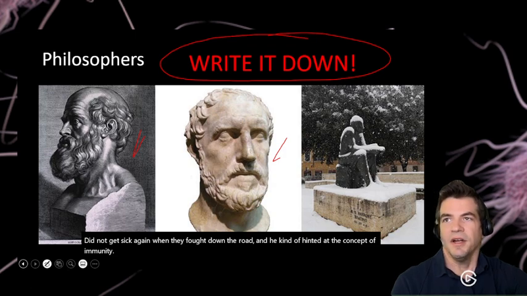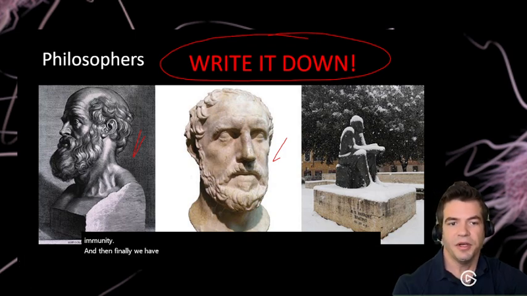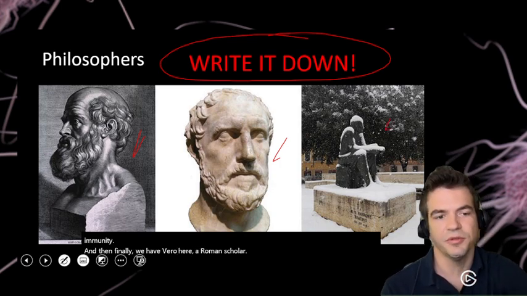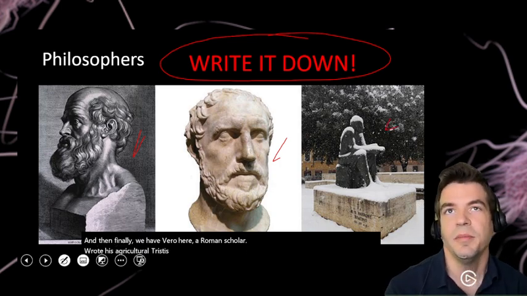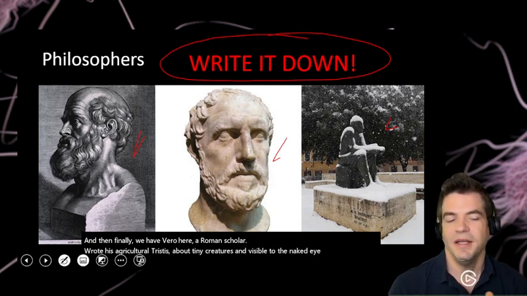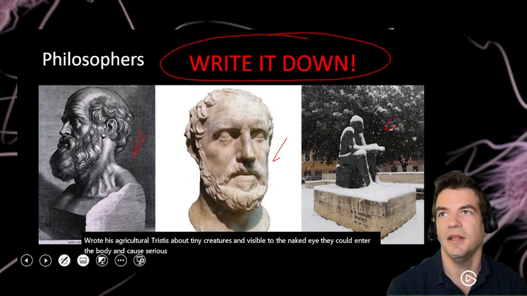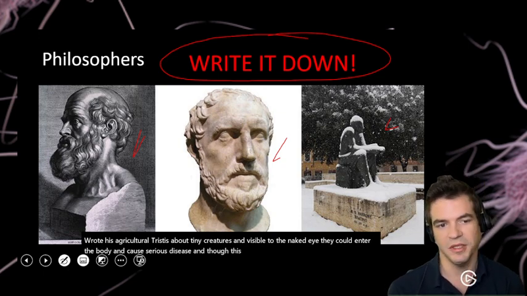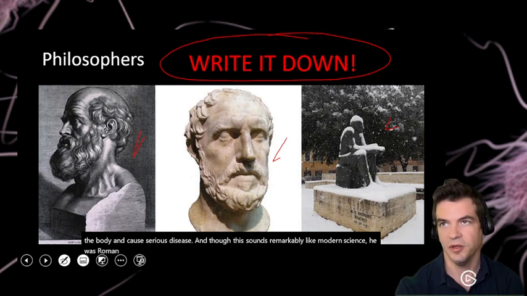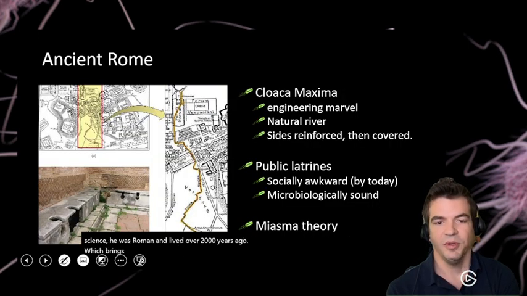Alright, and then finally we have Varro here, a Roman scholar, wrote his agricultural treatise about tiny creatures invisible to the naked eye. They could enter the body and cause serious disease, and though this sounds remarkably like modern science, he was Roman and lived over 2,000 years ago. Which brings us to our favorite part.